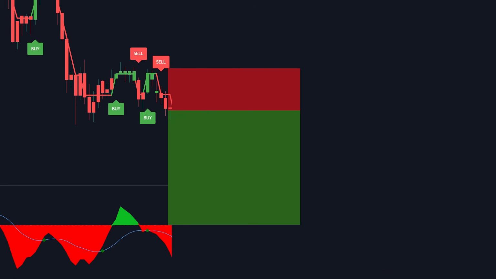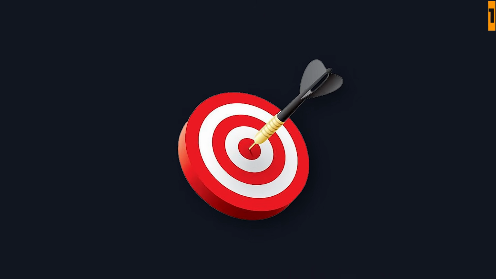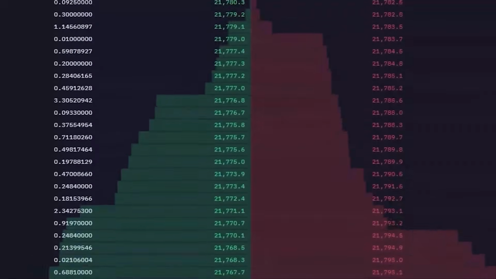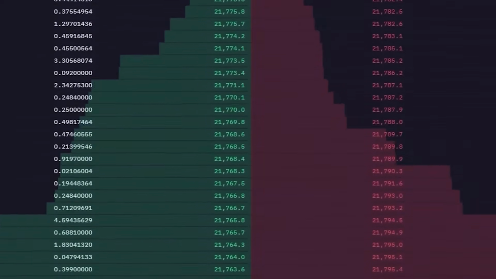Wait for a confirming candle to enter. Stop loss at the previous swing low for longs, swing high for shorts. Target 1 to 2 risk to reward. When both indicators align, the trades are clean. You're not chasing a signal, you're waiting for the market to prove there's real participation behind the move.